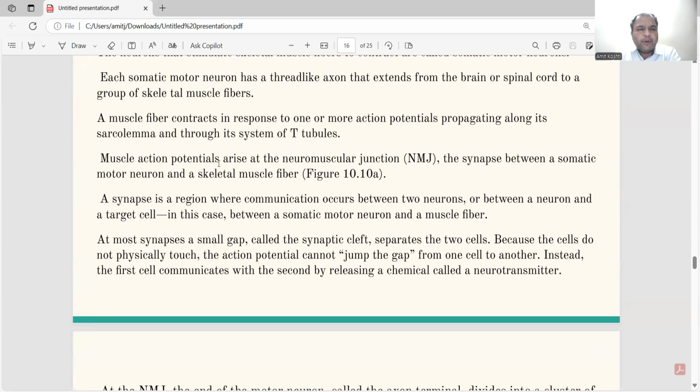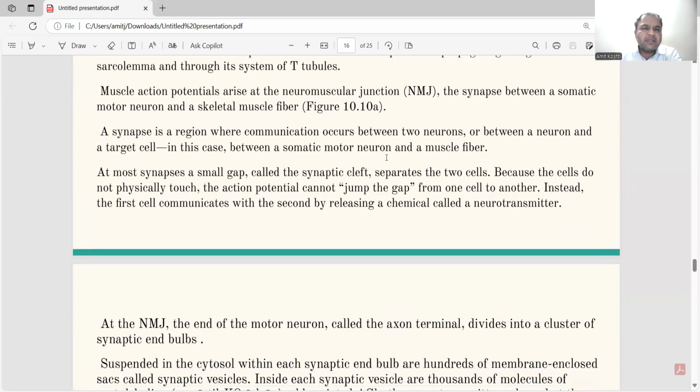Now, the muscle action potential arises at the NMJ, the neuromuscular junction. Many times in examinations they ask what NMJ stands for. NMJ stands for neuromuscular junction, the synapse between a somatic motor neuron and a skeletal muscle fiber. Where does the muscle potential arise? At the NMJ, the synapse between the somatic motor neuron and the skeletal muscle fiber.